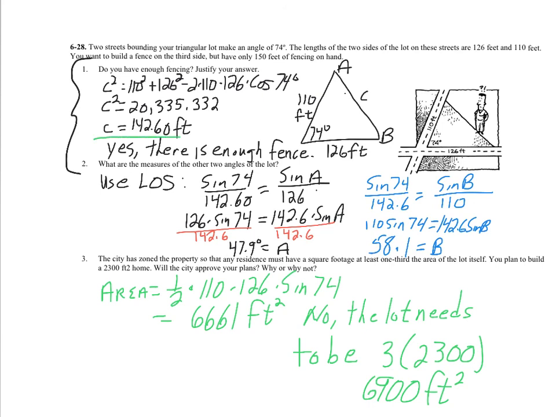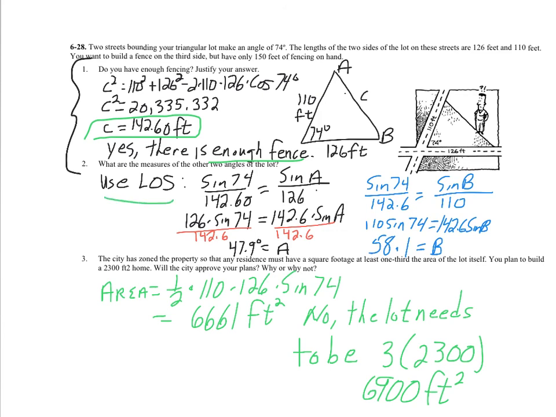In part A, C came out to be 142.6 feet. Now you're rounding, depending on where you round, you might have something a little bit different, but it should be right around 142 to 143 feet. Therefore, there is enough fence.